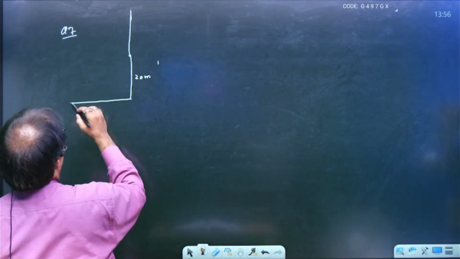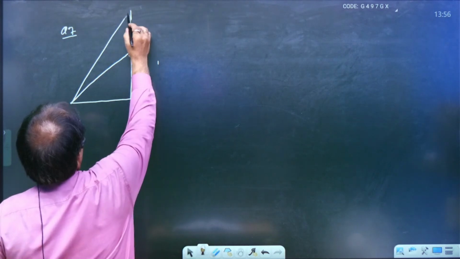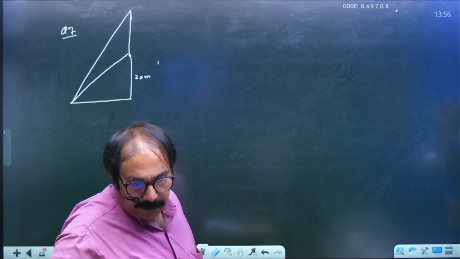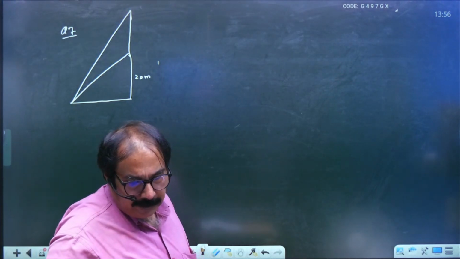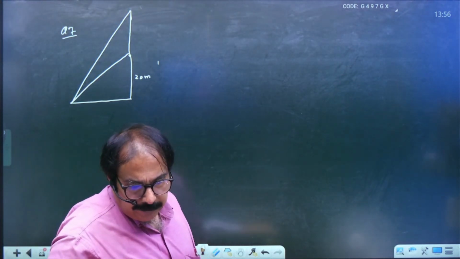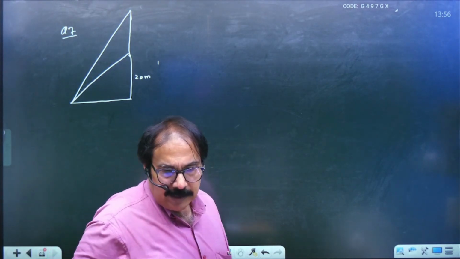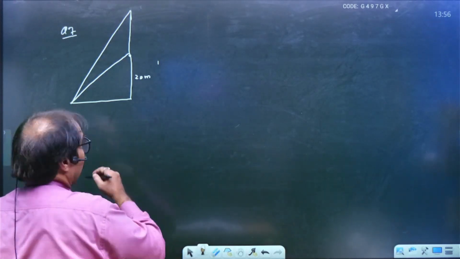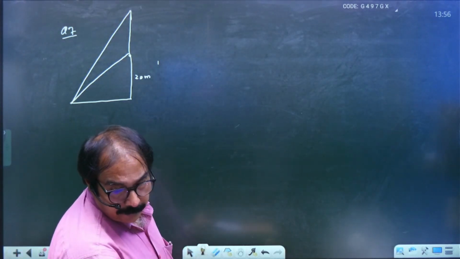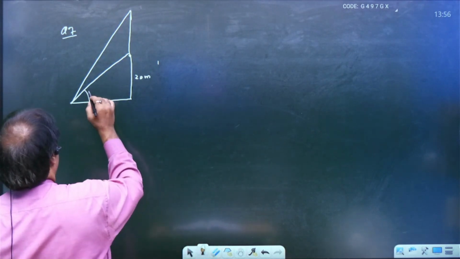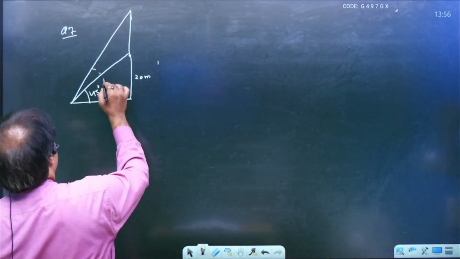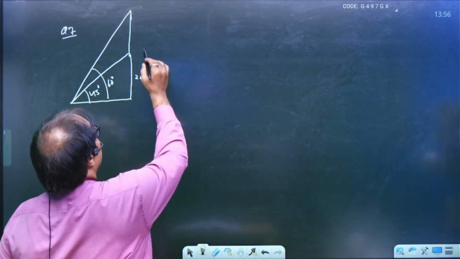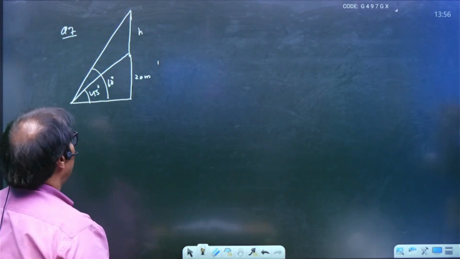The angle of elevation of the bottom and the top of the transmission tower fixed at the top of the 20-meter high building are 45 degree and 60 degree. This angle is of 45 degree and this angle is of 60 degree, and we have to find the height of the tower. So this is H. Now name it.